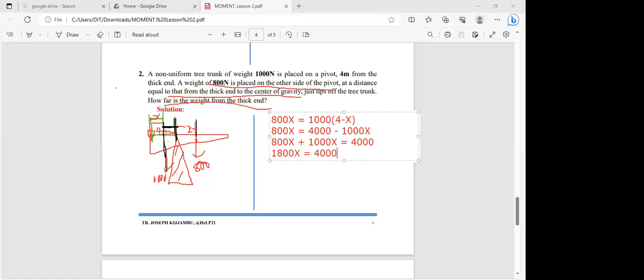And what you get there is the distance of the weight from the thick end. What do we get as x if you calculate well? 4,000 divided by 1,800.